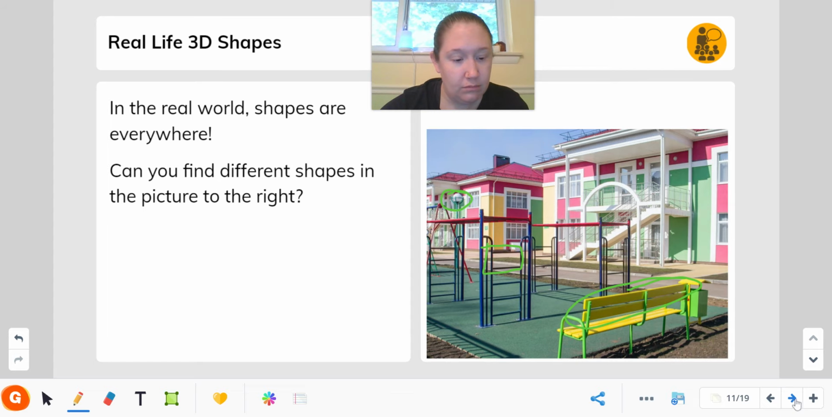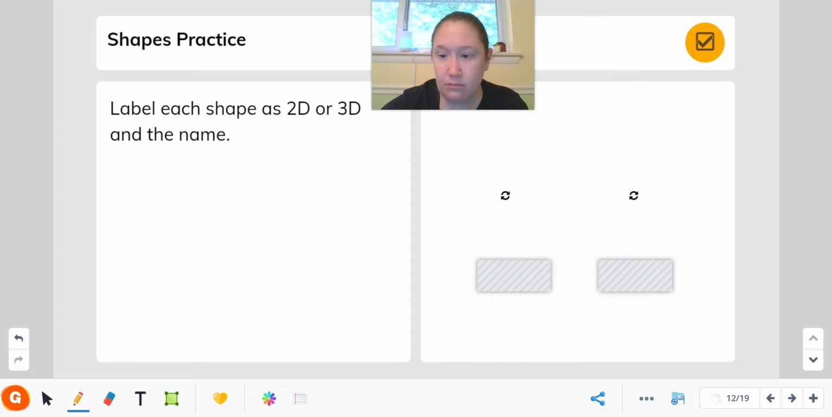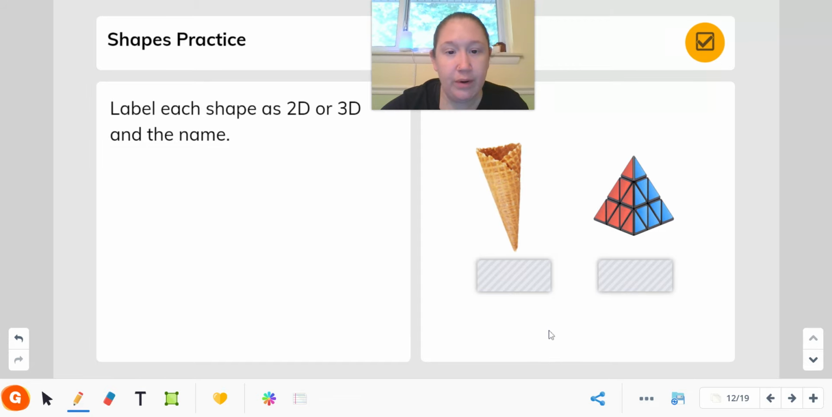All right, we're going to do a quick practice and then we will be finished. Shapes practice. Label each shape as 2D or 3D. So what do you think of these shapes? Are these 2D or are they 3D? They are 3D.